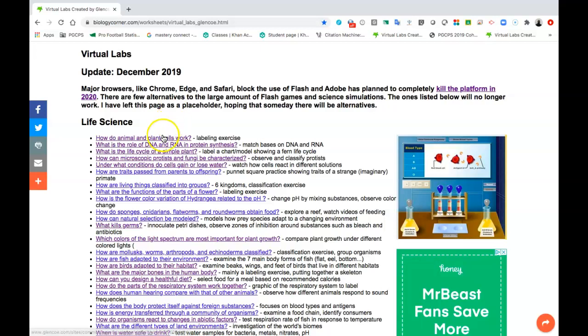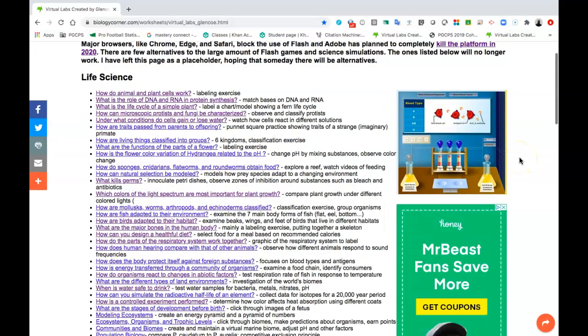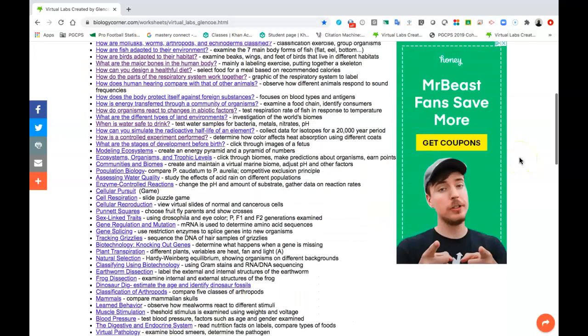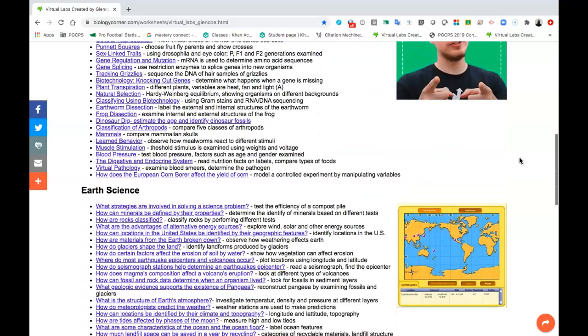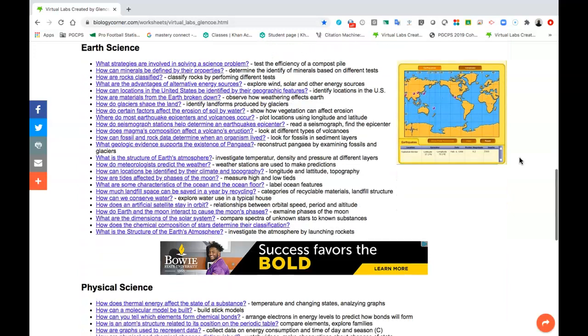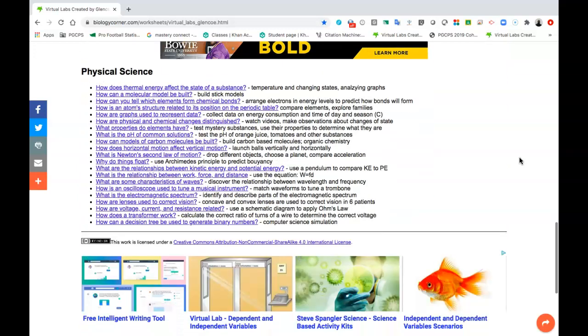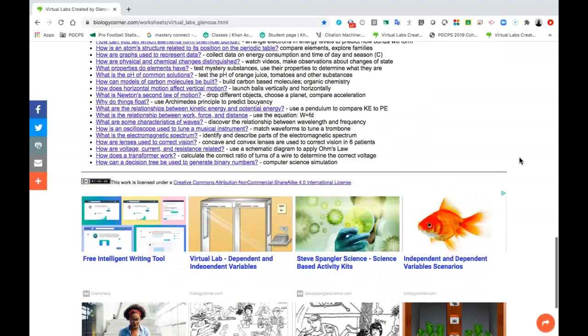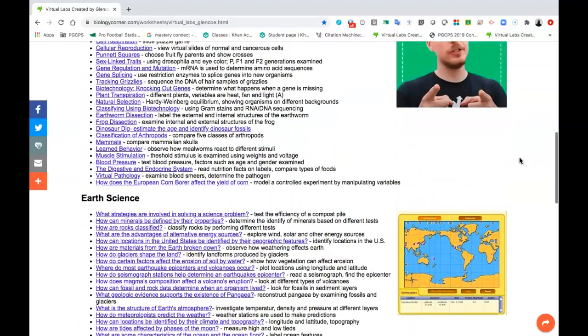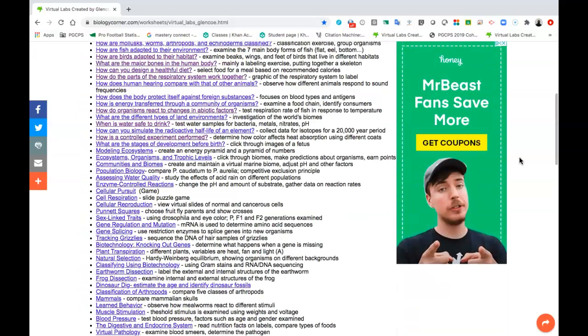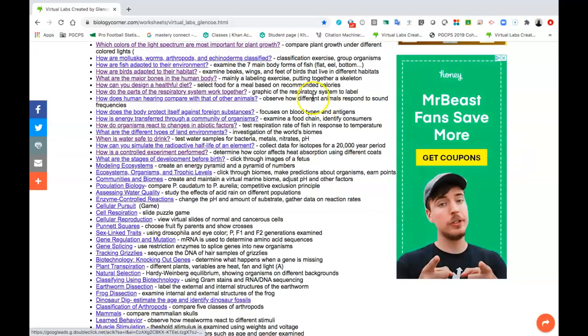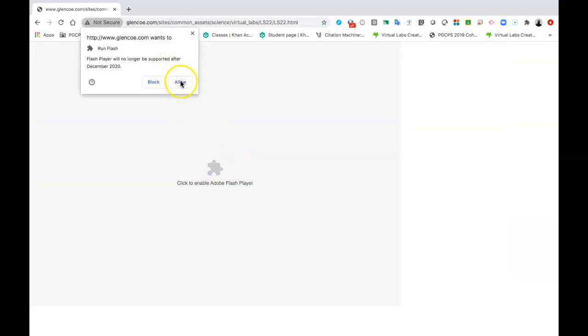So with the lab itself, you see that it covers a huge spectrum of concepts from life science as well as earth science and physical science. And generally they all follow the same format for the students. Let's just open one of them real quick, just any which one. How about the one on the digestive system?